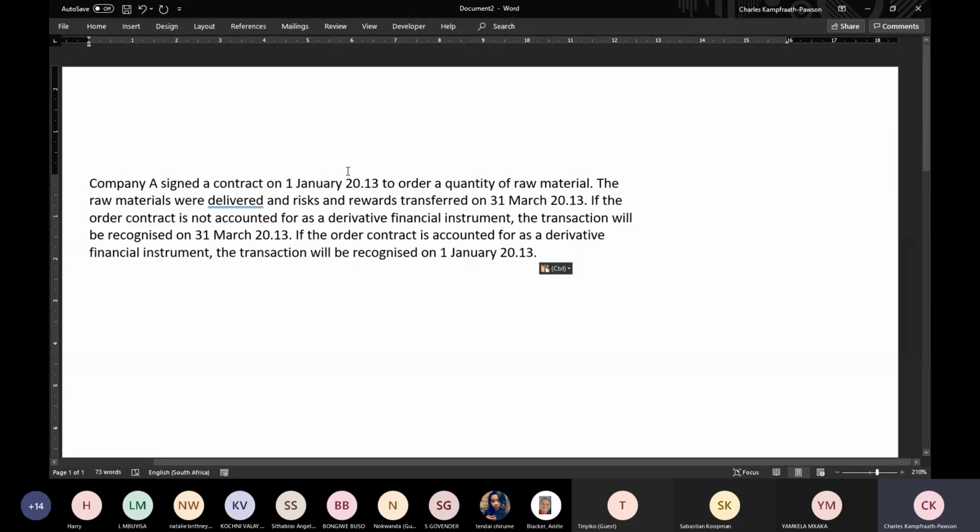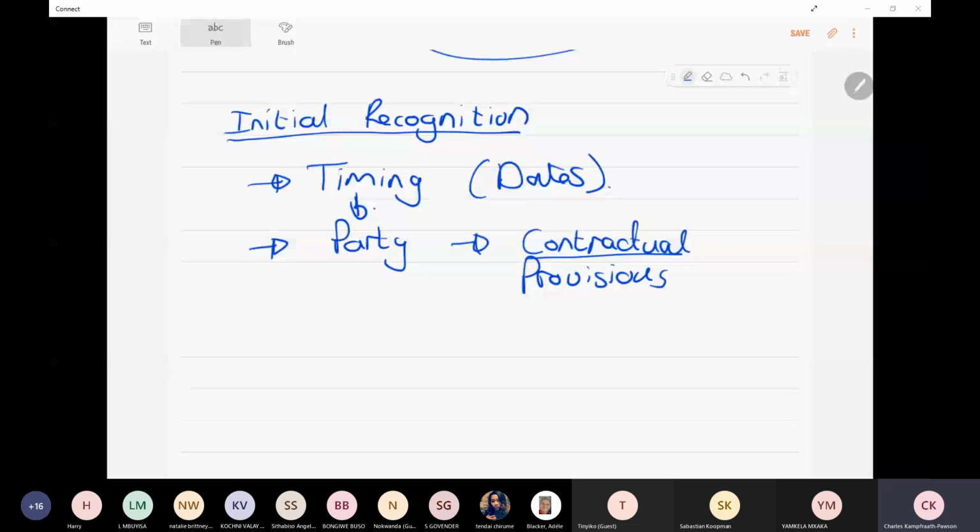So company A signed a contract on the 1st of January. There's a contract to order a quantity of raw material. The raw materials were delivered and risks and rewards transferred on the 31st of March 2013. If the order contract is not accounted for as a derivative financial instrument, the transaction will be recognized on the 31st of March 2013, when risks and rewards transfer. If the order contract is accounted for as a derivative financial instrument, the transaction will be recognized on the 1st of January. So let's read the second part. If the order contract is not accounted for as a derivative financial instrument, the transaction will be recognized at 31 March 2013. So to get back to my notes that I made here, you must be quite sure when risks and rewards transfer.